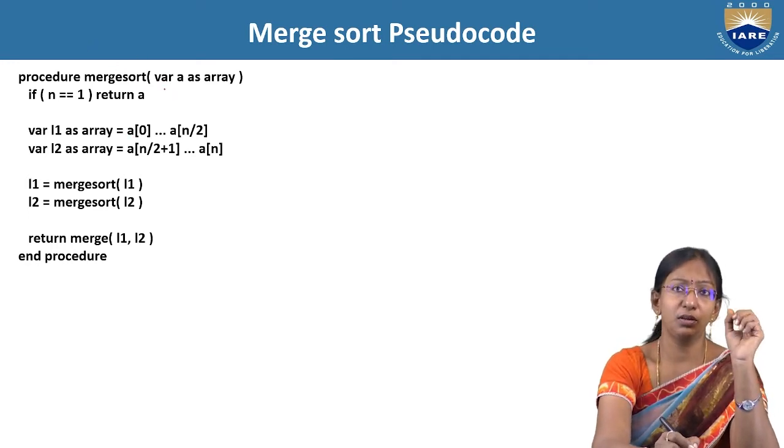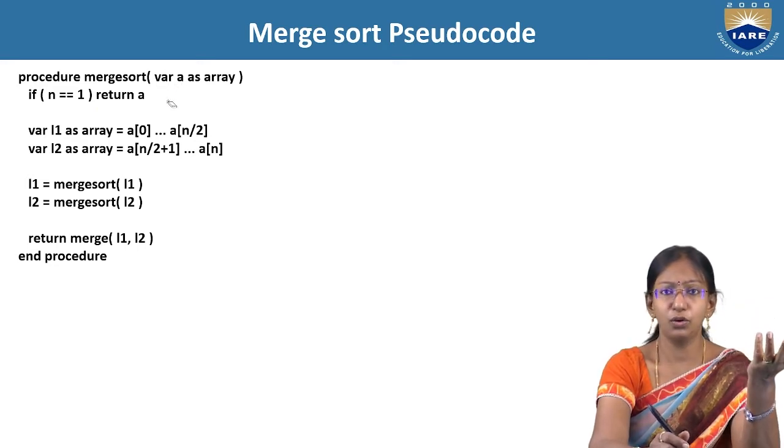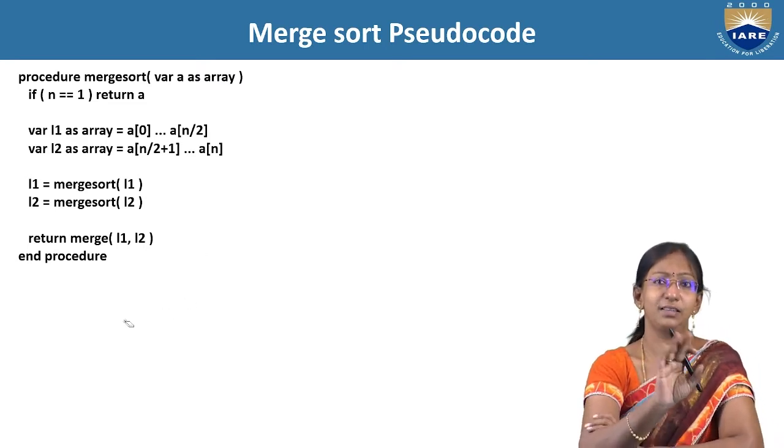Here in the merge sort, the basic function merge sort, variable A is an array, which I am going to send. If the size is 1, that is, the number of elements in the array is 1, there is nothing to sort, so you send it back. Return the list as it is.